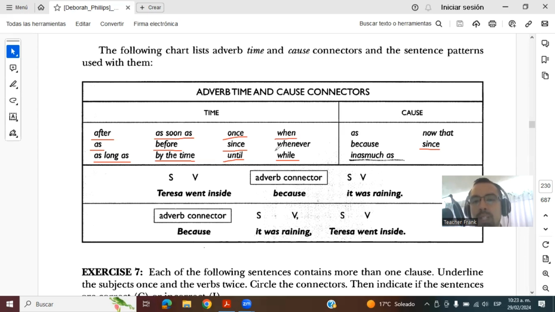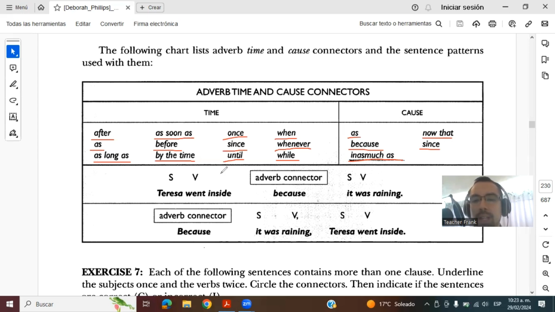When and whenever, very similar. They're practically the same. Cuando, right? Whenever you can, cuando puedas. You can do this whenever you can. And cause, right? As this happened, because this, in as much as is a little bit complicated, it means en la medida. En la medida en que, as in as much as, but it's not that common. And now that, ahora que, right?